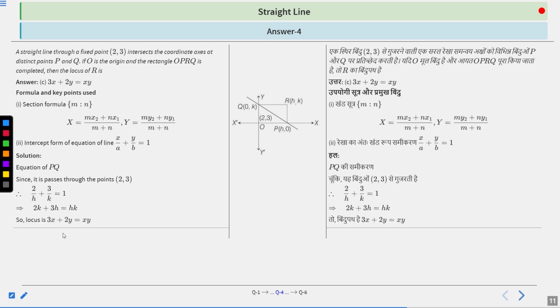Right. So the locus of R is 3x plus 2y is equal to xy. Got it? So option C should be the right answer. Option C, 3x plus 2y is equal to xy, is the required locus. Got it? Now let's move to the next question.